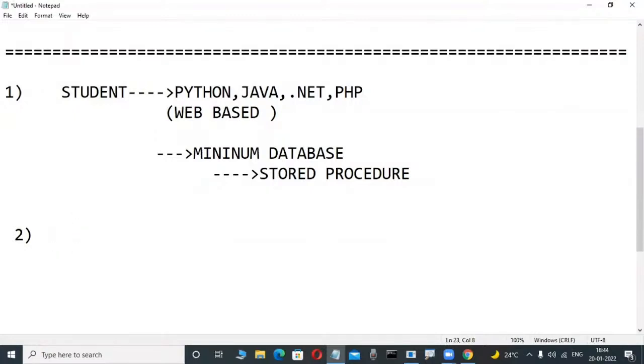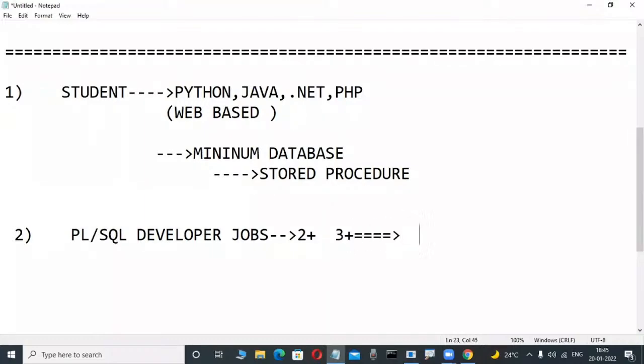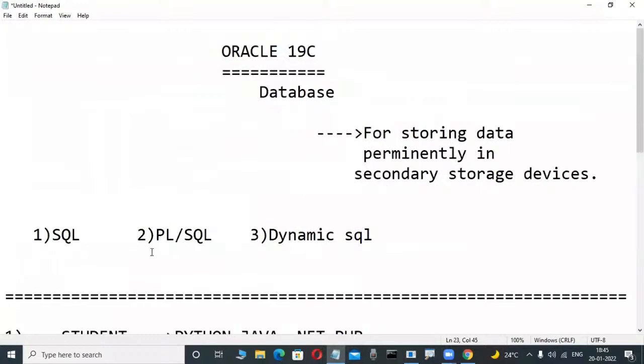Then those persons apply for PLSQL developer jobs. Without any knowledge of Java, .NET, or front end, maybe as non-technical persons without very good programming skills, PLSQL developer jobs are there. Maybe there is a gap of two or three years. Those persons are in our course only. They are learning this course only for PLSQL developer purposes.